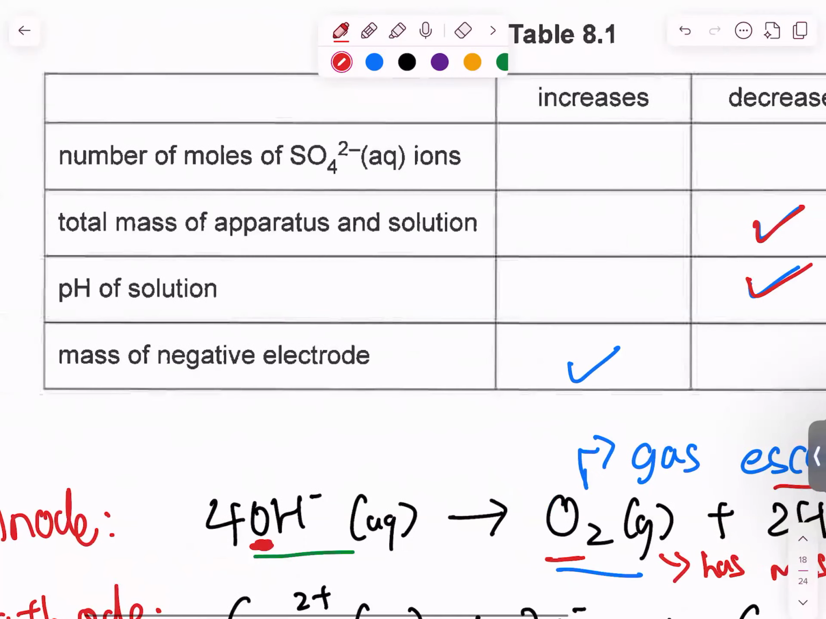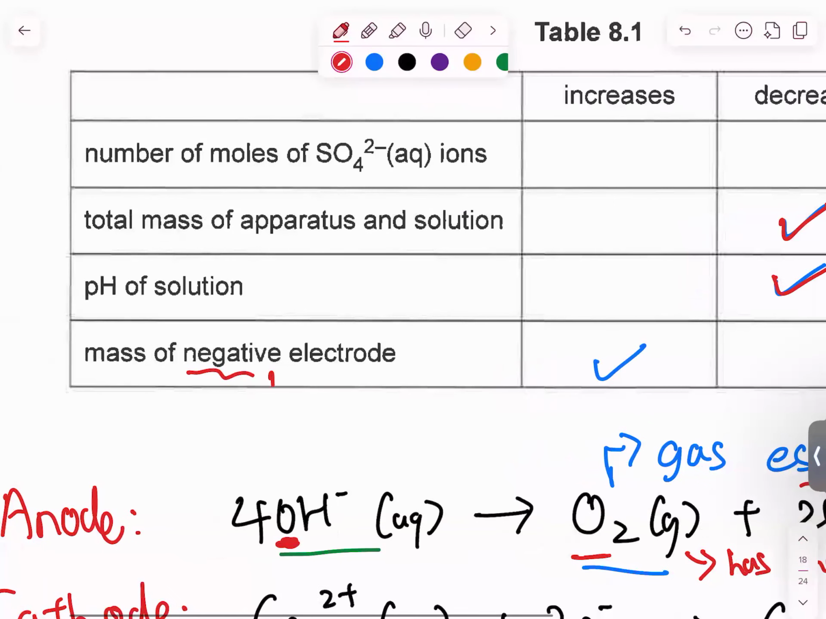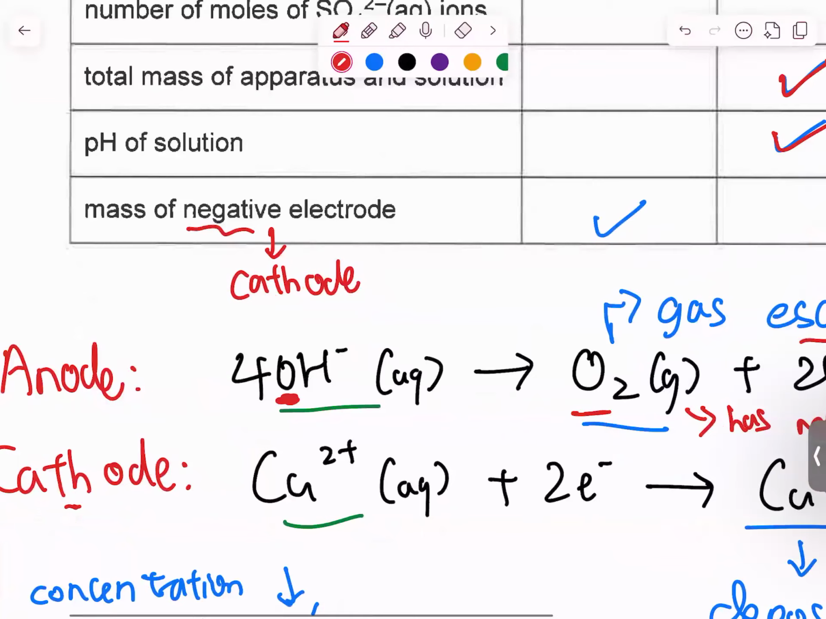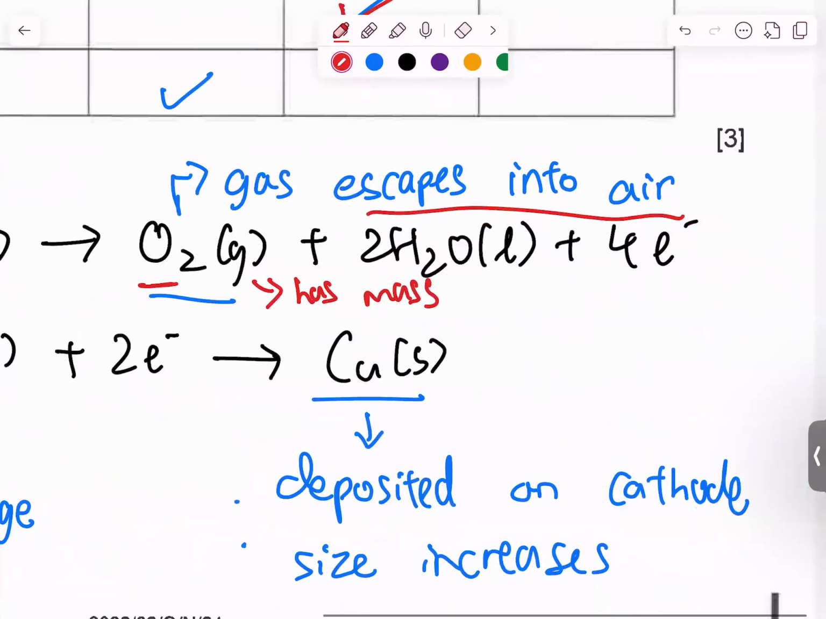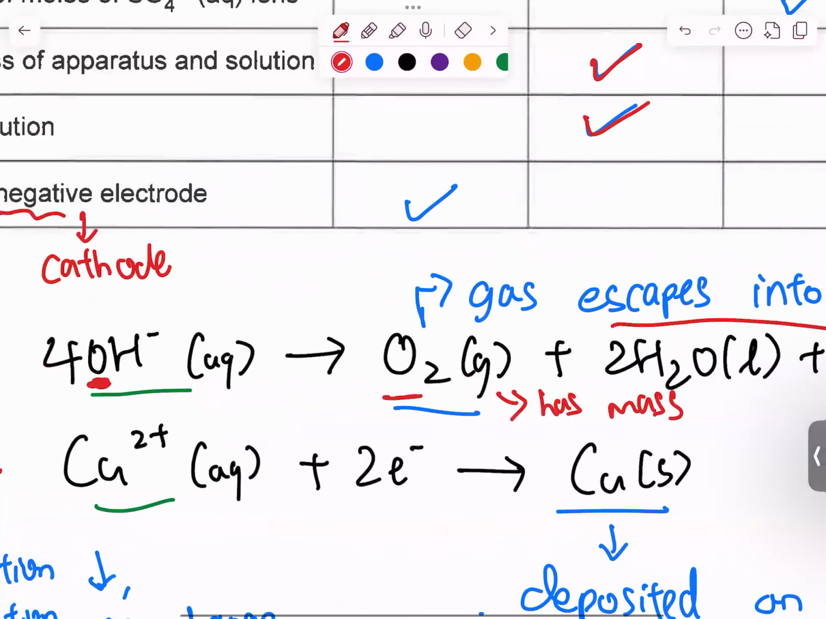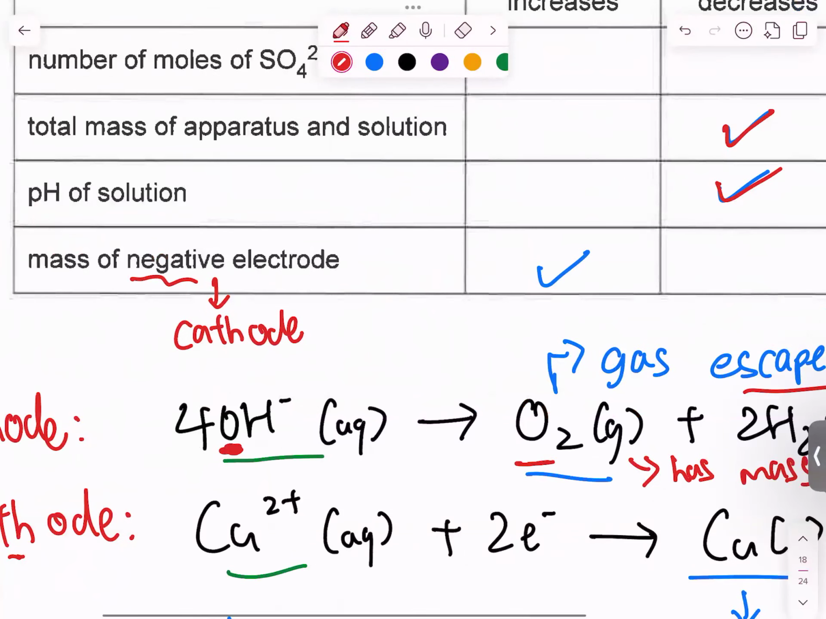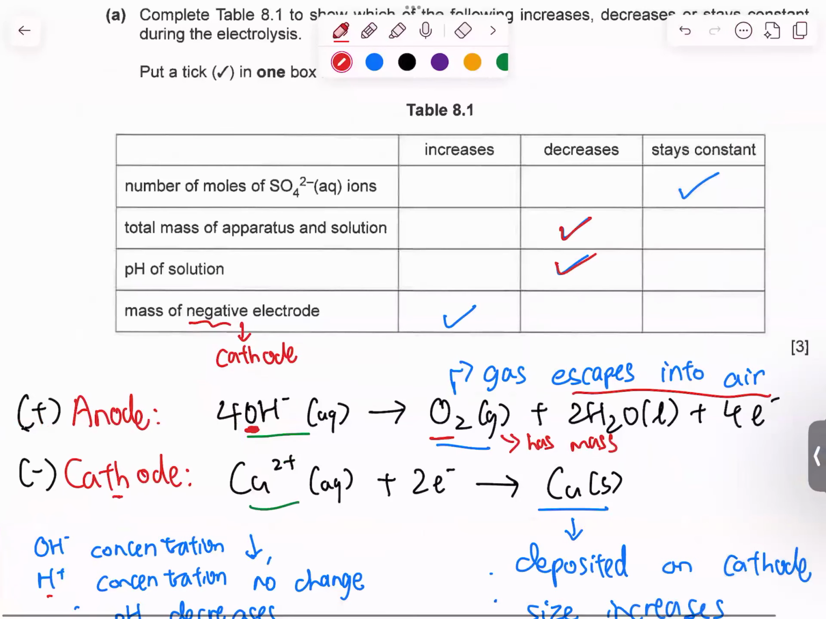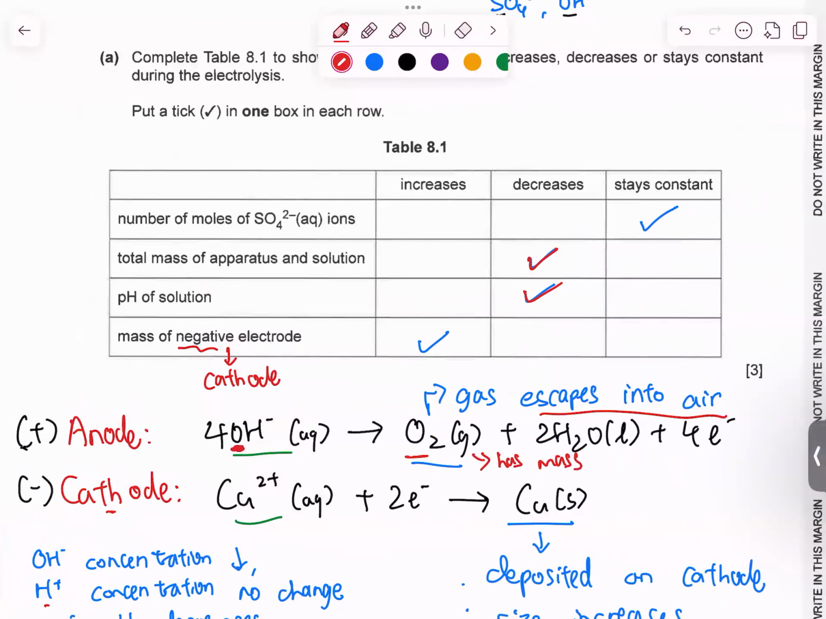What about the mass of the negative electrode? What's the negative electrode? It is your cathode. At the cathode, Cu2 plus will be deposited. The size of the cathode will increase, and therefore the mass will also increase. Okay?